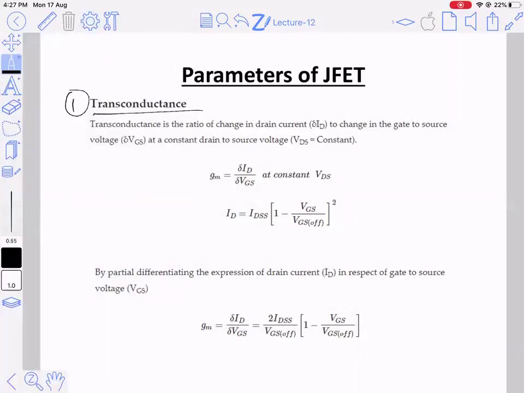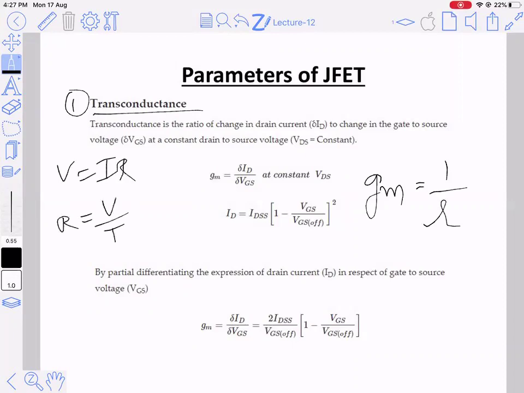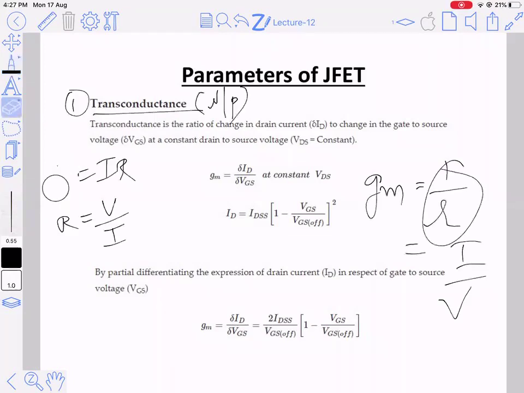Now, conductance is what? It is 1 by resistance. V is equal to IR, R is nothing but V by I. So 1 by resistance has to be I by V. So you should remember that transconductance is something to do with current by voltage. And this is the input transconductance of JFET.